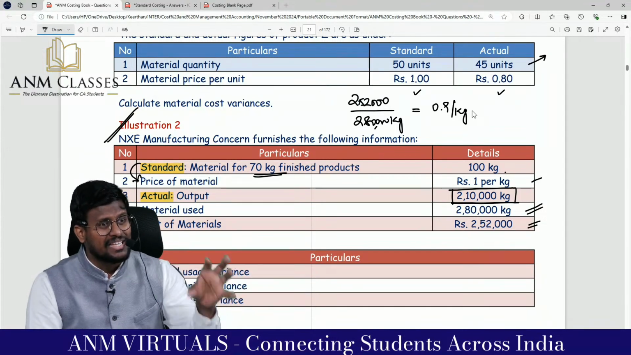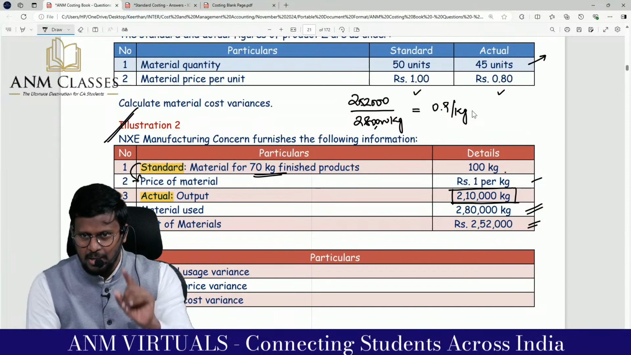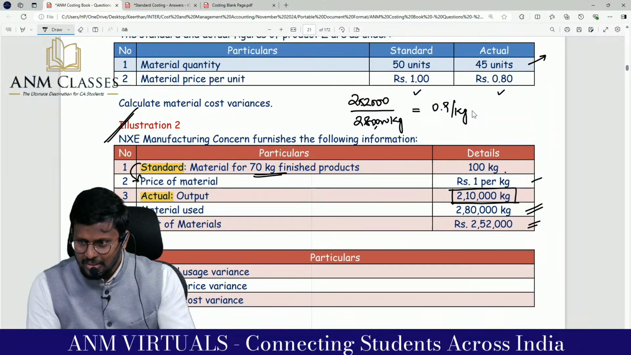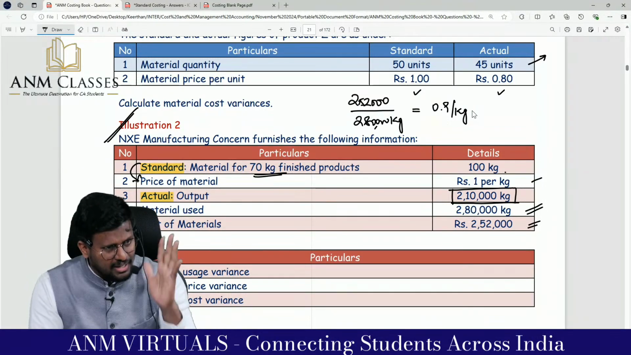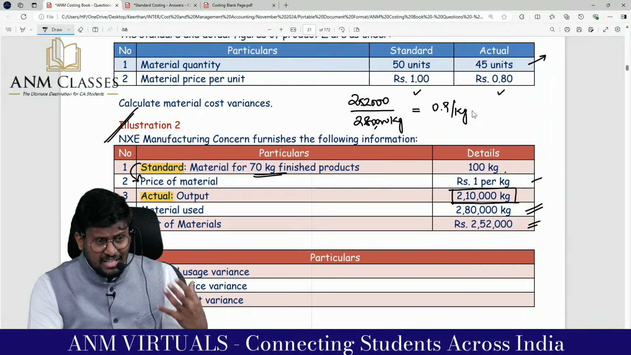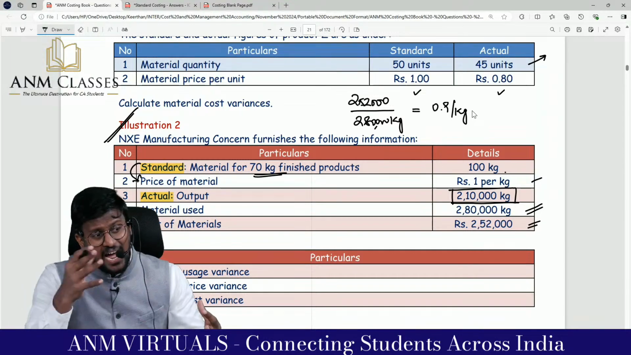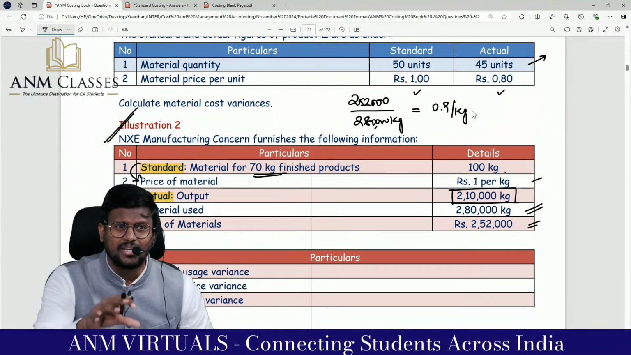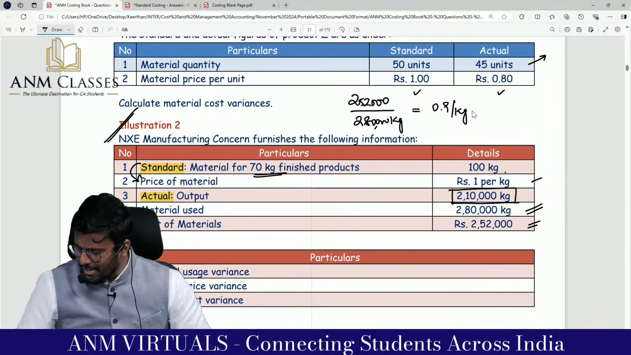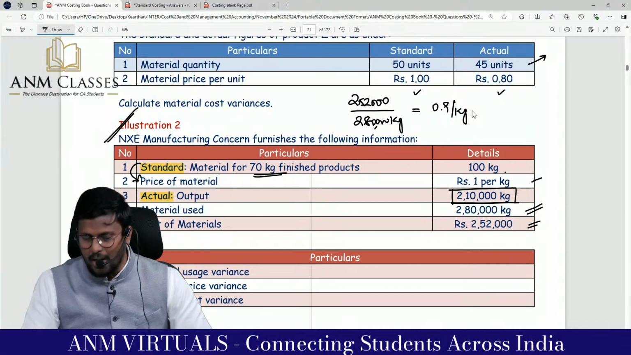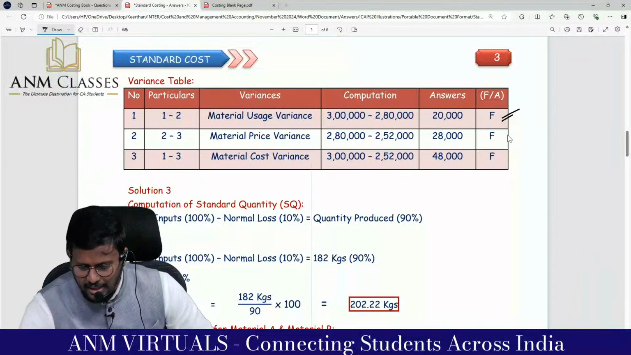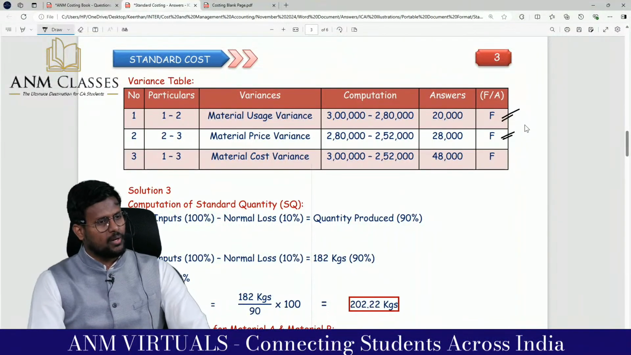Actual price is less than the standard price. That means material price variance is again favorable. That means I would have saved 10 paise per kg. I would have saved that 10 paise on the actual quantity. Concept clear? That means 2,80,000 into 0.1 comes to 28,000 should be the material price variance favorable.